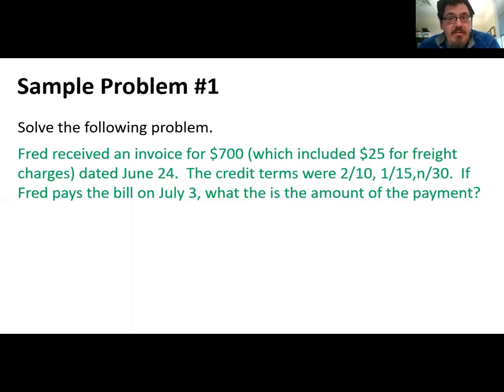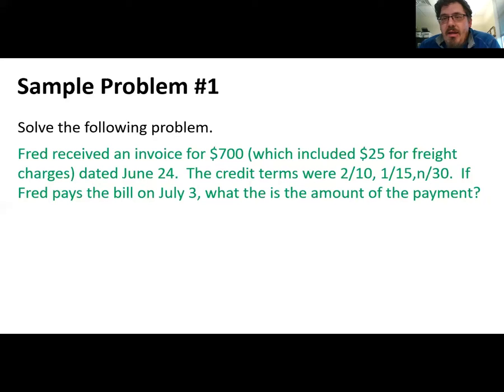If he pays it within 15 days, so between that 10 and 15 day range, he gets a 1% discount. And then finally, the last portion, the N or net 30, basically means if he pays it within 30 days, there's no discount. So that's what the notation stands for. So basically what we have to do, number one, is figure out which range he falls in terms of the invoice date and the date that he pays the bill. And then from there, calculate the discount amount, and we'll figure out how much he has to pay for the invoice.